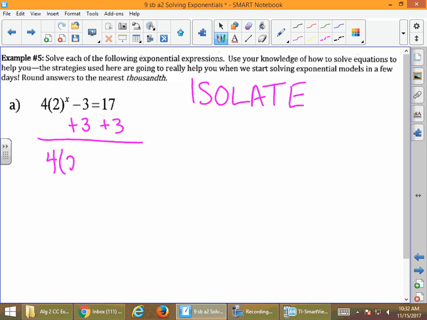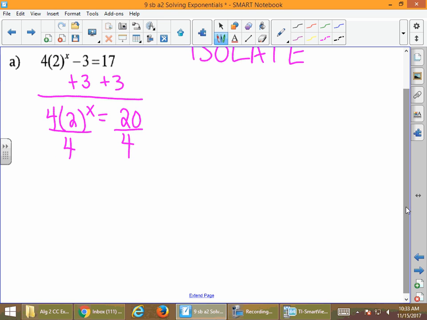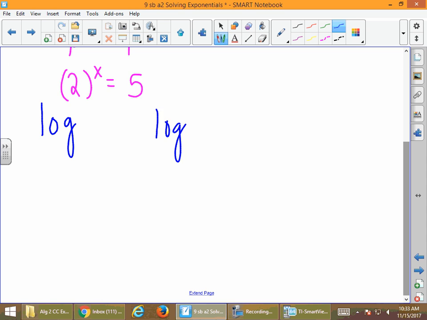We get 4 times 2 to the x equals 17 plus 3, which is 20. And it's not isolated yet. It's 4 times 2 to the x. Well, we're going to divide both sides by 4. And when we divide both sides by 4, now our 2 to the x is isolated. There's one term on the left side. And that looks remarkably familiar to what we did on the front of this paper, which is, now we've got a log, a common log, for both sides.